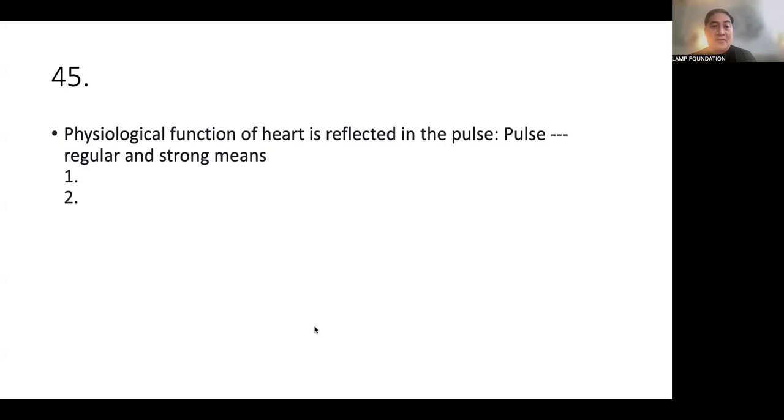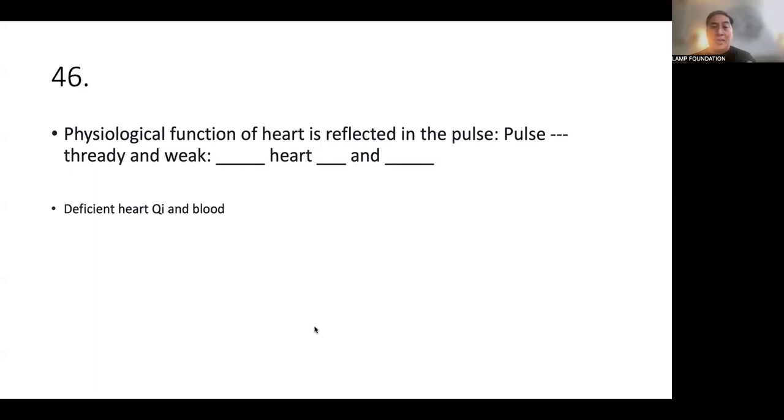Titigil. Okay. Physiological function of the heart is reflected in the pulse. So a pulse that is regular and strong means what two things? It means first vigorous heart chi and sufficient blood volume. Physiological function of the heart is reflected in the pulse. Pulse thready and weak equals blank heart, blank and blank. Deficient heart chi and blood. Okay. Kaya when you have thready pulse, that means konti lang talaga yung dumadaan na dugo, no?